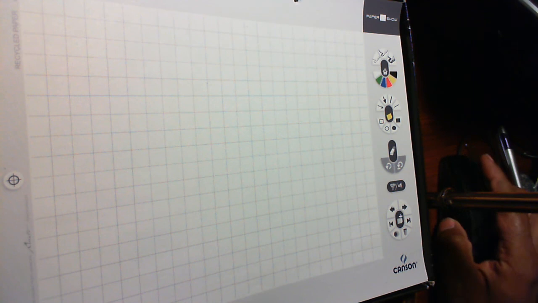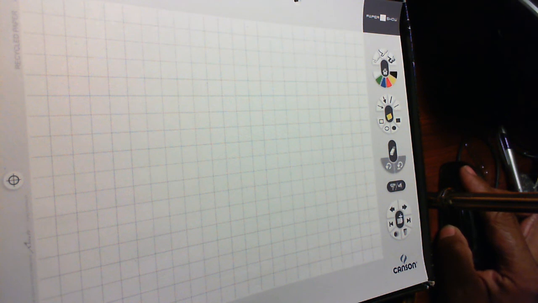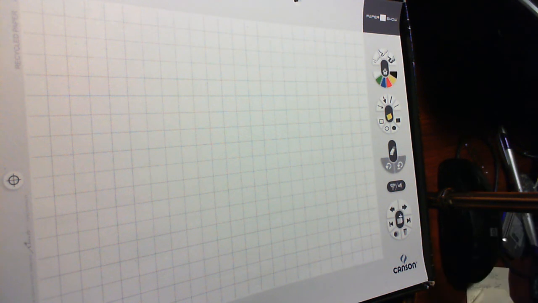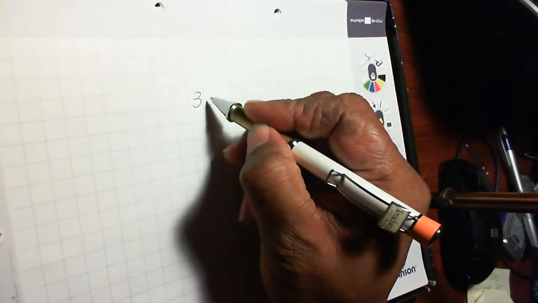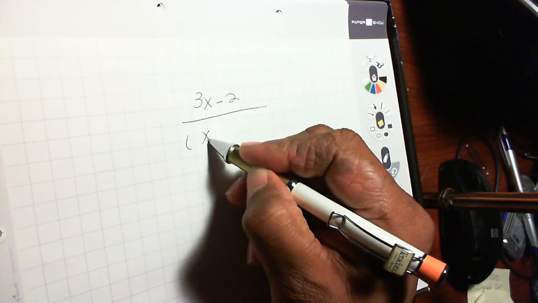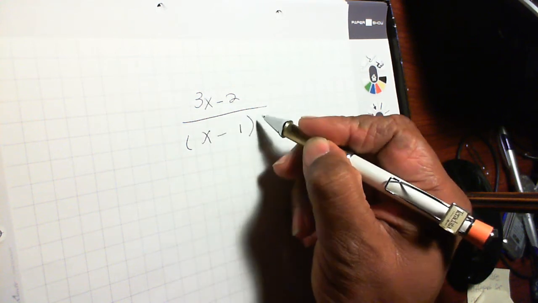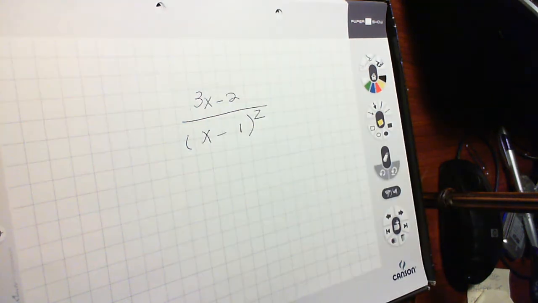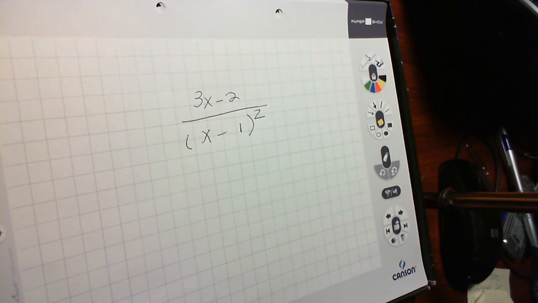So let me look at something a little bit harder. For example, let me pick number 25 in your book. So we're looking at page 419, number 25. Number 25 says (3x - 2) divided by (x - 1) squared. So the question is: find the domain of the rational function.